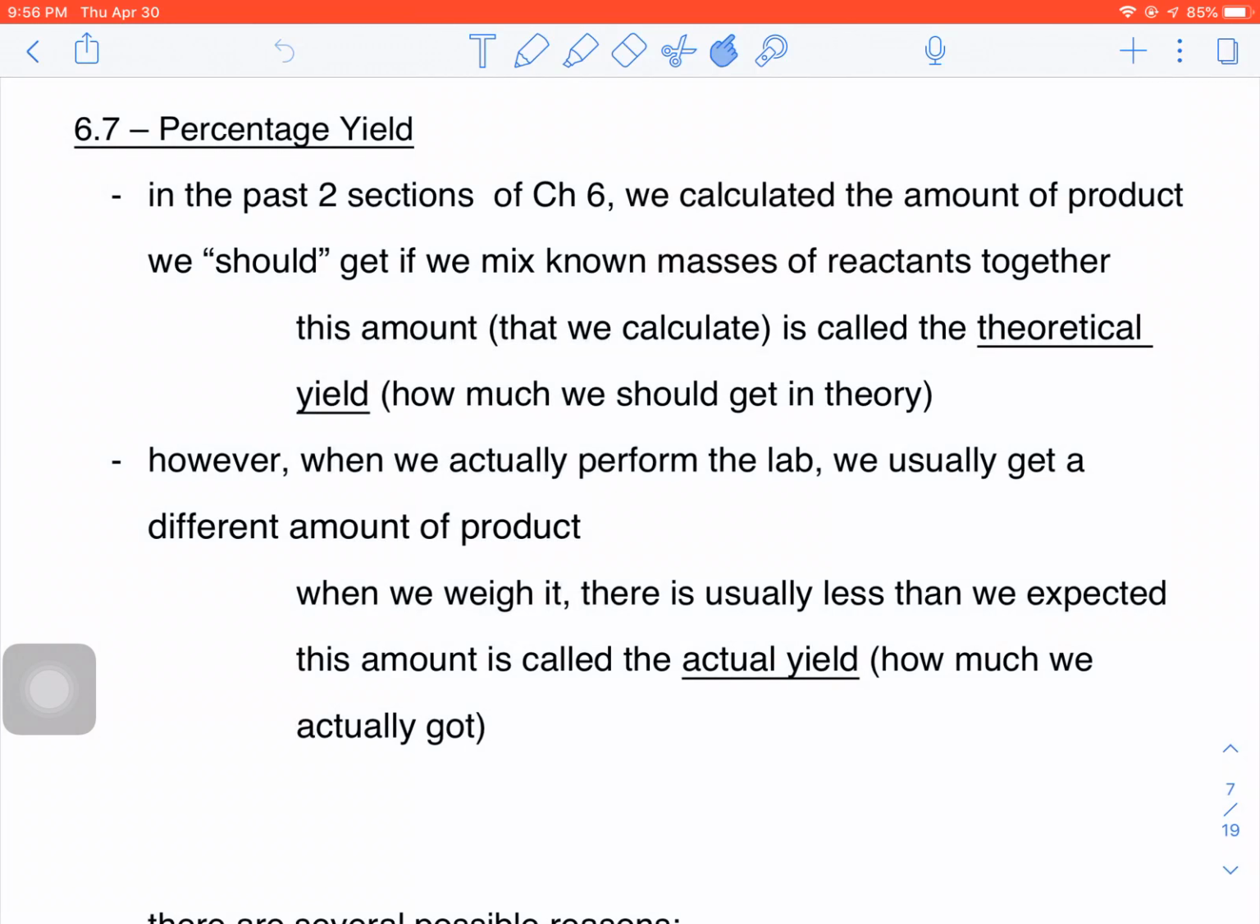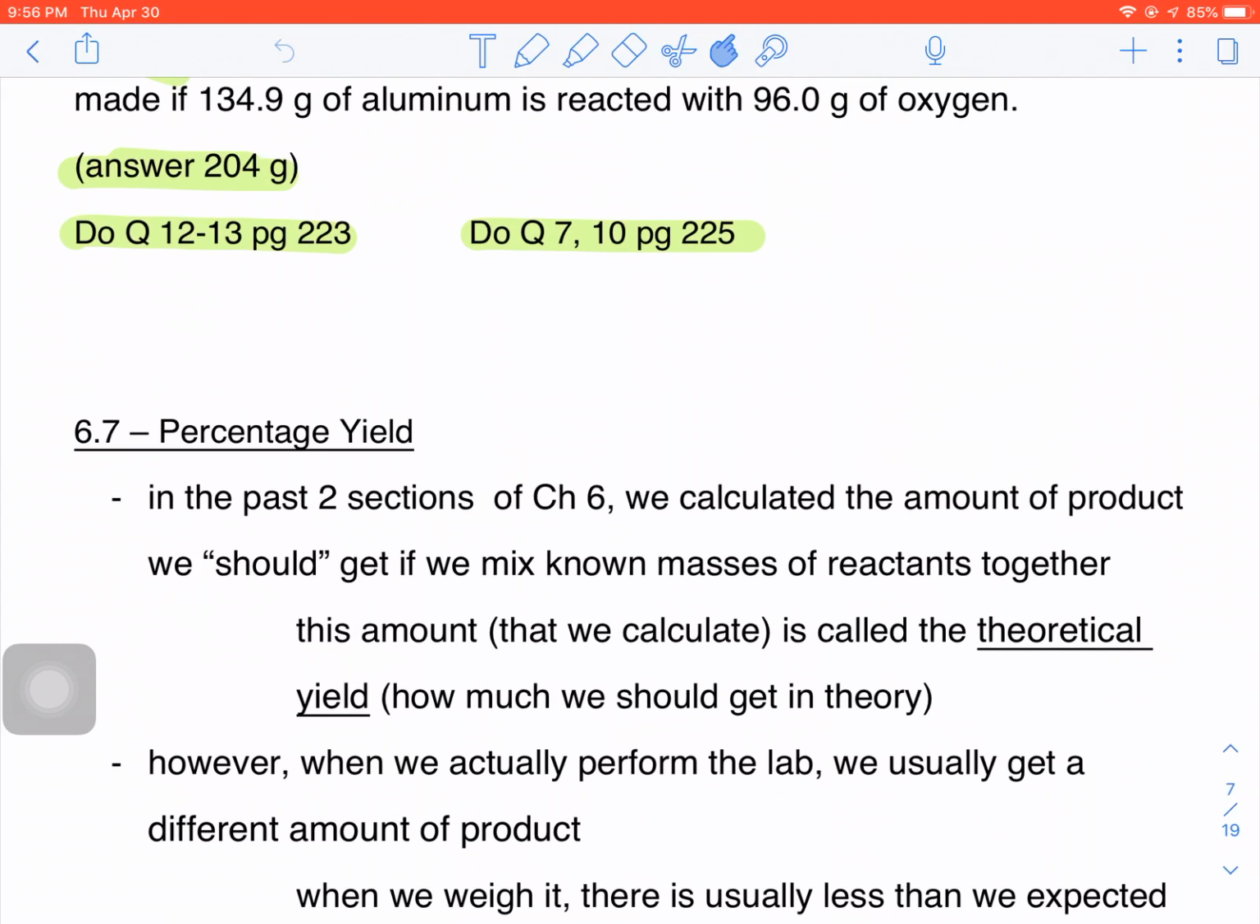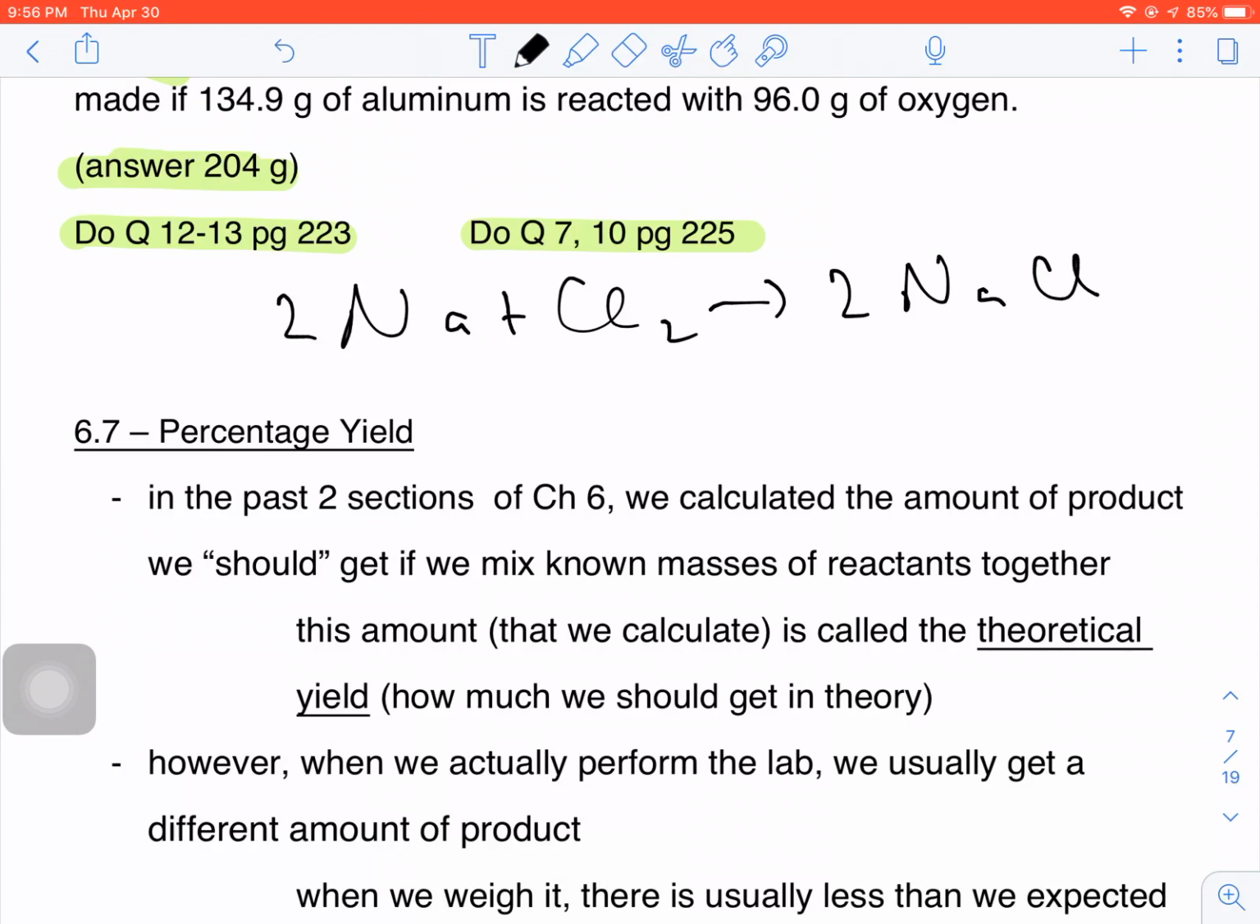Now I want to go to 6.7. Now 6.7 is a really important one because if I told you that carbon reacts with oxygen to make carbon dioxide, or let's get rid of that. Let's do something a little bit easier. Let's say if I told you that 2 moles of sodium react with Cl2 chlorine gas to make 2 molecules of sodium chloride, which is salt.